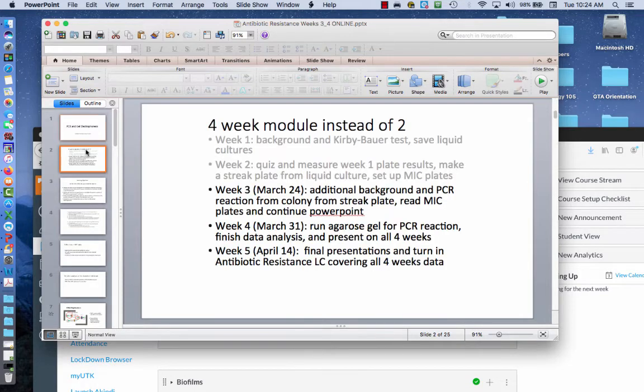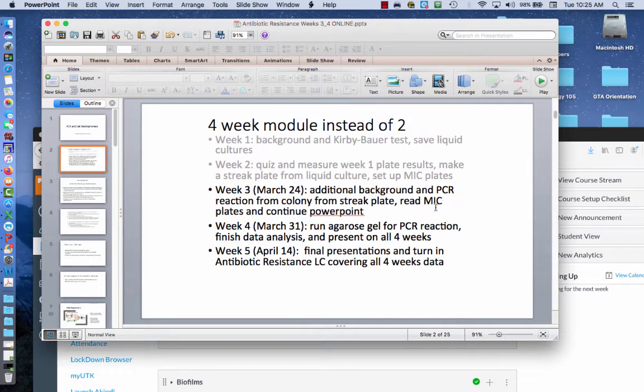So let me just remind you of the flow. We're in the middle of this 4-week antibiotic resistance module, and since we had Tuesday class, in this video, I'm going to cover week 3, which we would have done on March 24th. This is where we would have set up our PCR reaction. Remember, you all did streak plates to isolate colonies. We would use those colonies and set up PCR reactions.